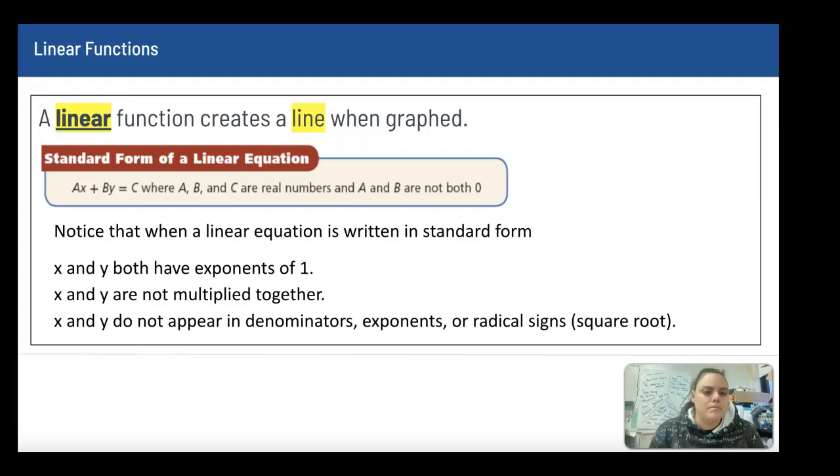x and y are not being multiplied together. They're adding. And x and y do not appear in the denominator of a fraction. They are not in the exponent, and they are not under a radical or a square root symbol. So we don't have any of these fancy different symbols with our linear equations.